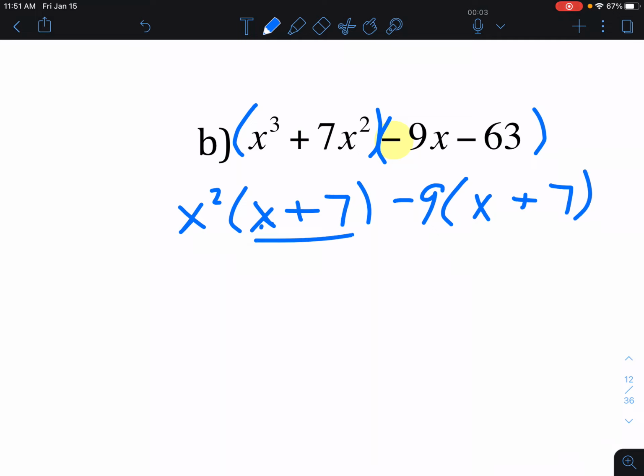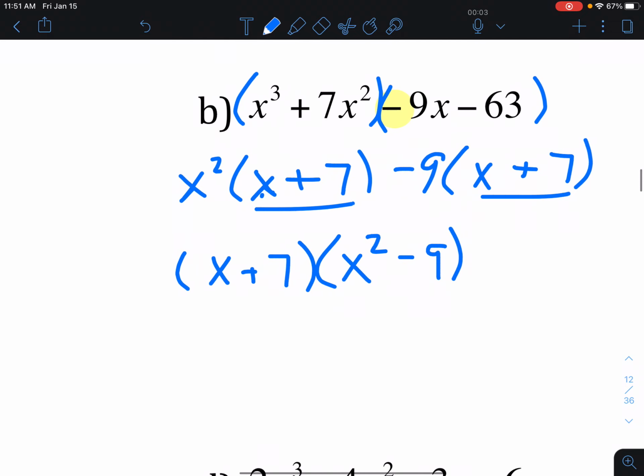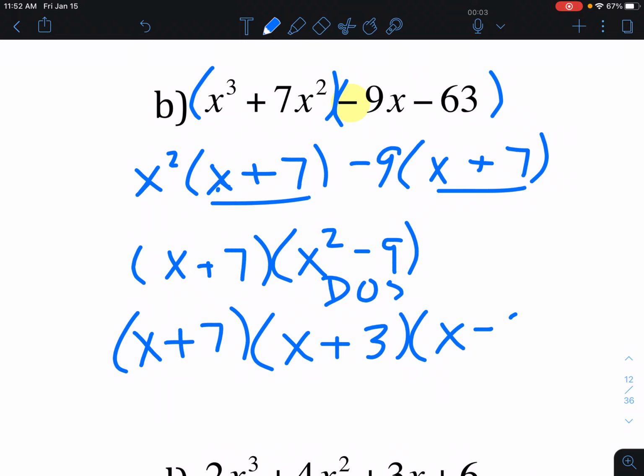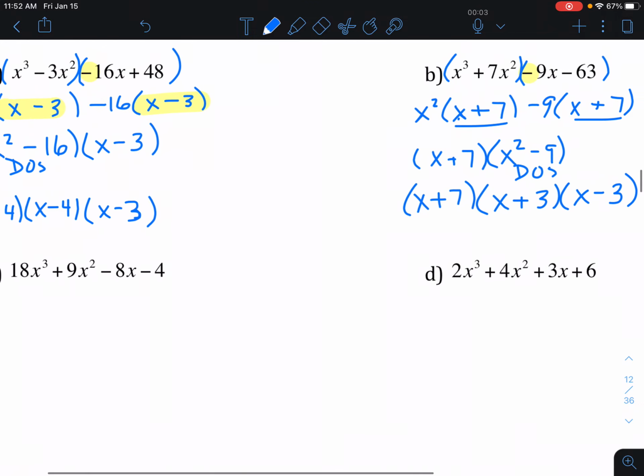Now, they match here, so we can rearrange them. x plus 7 here. That matches, and your GCFs get put together, your x squared and your minus 9. Now, bringing this down, this guy right here is a difference of squares, so that would be x plus 3, x minus 3. And that's done being factored.